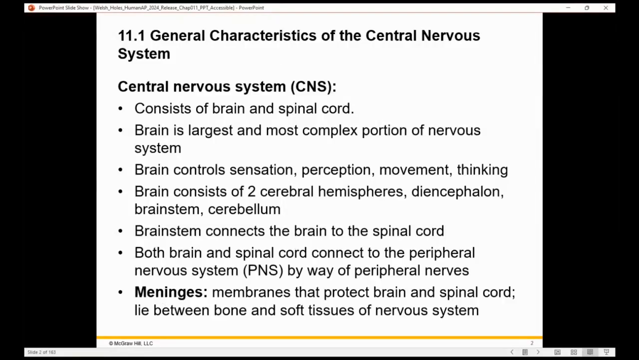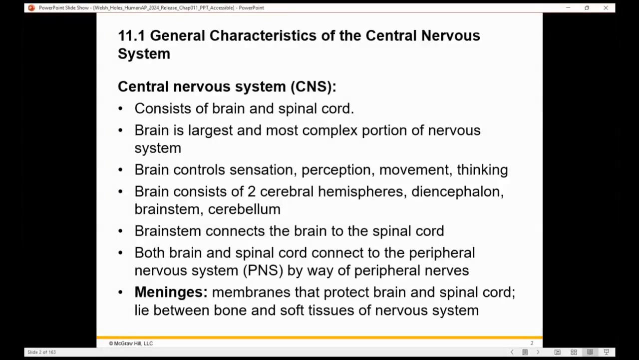The brainstem connects the brain to the spinal cord. But the brainstem is a lot more than just a connection. It actually has a lot of functions, which we will talk about also. So both the brain and spinal cord connect to the peripheral nervous system by way of peripheral nerves. We're talking about the cranial nerves, which are the ones that come out at the bottom of the brain at the stem. And then you have the spinal nerves that come out of the spine, lower down.